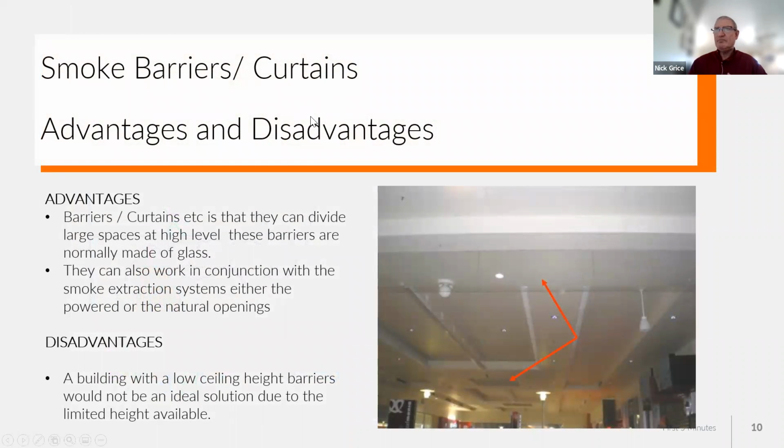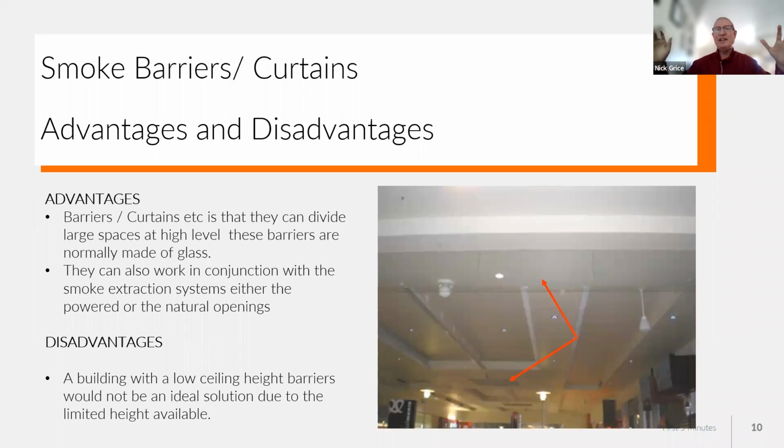So barriers and curtains, the advantages and disadvantages. They can divide large spaces at high level, okay? And they can work in conjunction with the smoke extraction systems. The problem is, if you've got a low ceiling height, these barriers are not much good. So if you go in a shopping centre and you see loads of glass things hanging off the ceiling, they're not just to keep cleaners employed, they actually serve a purpose, and you normally find that that's a smoke zone.